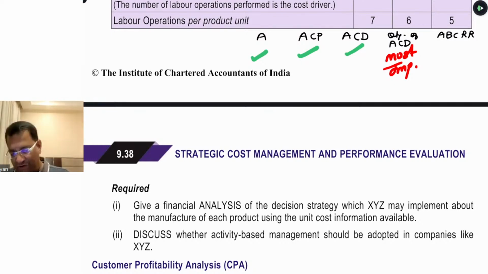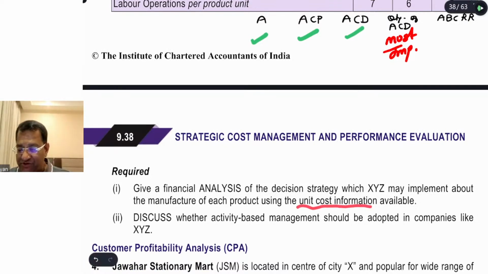Okay. Unit information. Yes, beta. The most important part is unit cost information available. Unit cost information is available for both the products. Therefore, this point is to be done from traditional method as well as ABC method. And now they have used the word decision strategy. Can you please identify on which basis we are supposed to take decision for this particular company, beta? I'm waiting for your answer. On what basis we are supposed to give decision for this particular strategy?